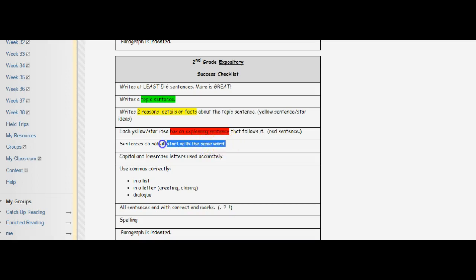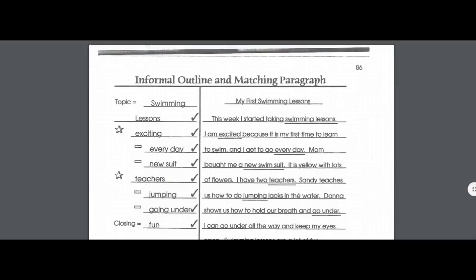We really want to start and check to make sure all sentences don't start with the same word. Go back and look at the beginning of each one of your sentences. Do you start the same sentence with the same word? If you do, you need to go back and see how you can change that.